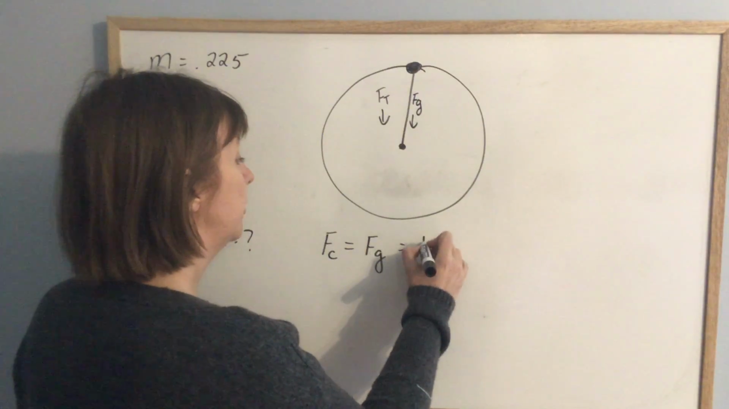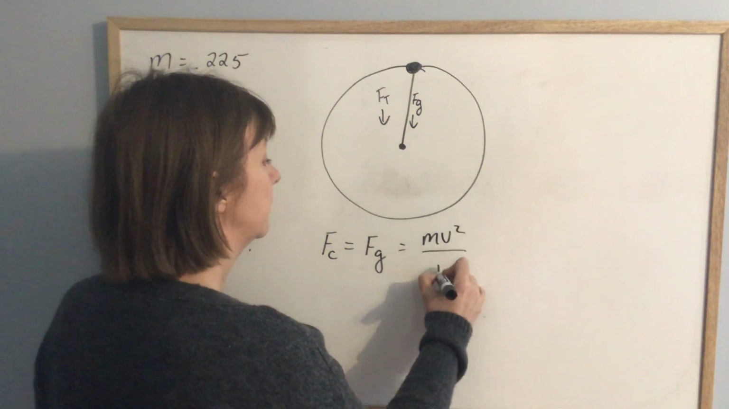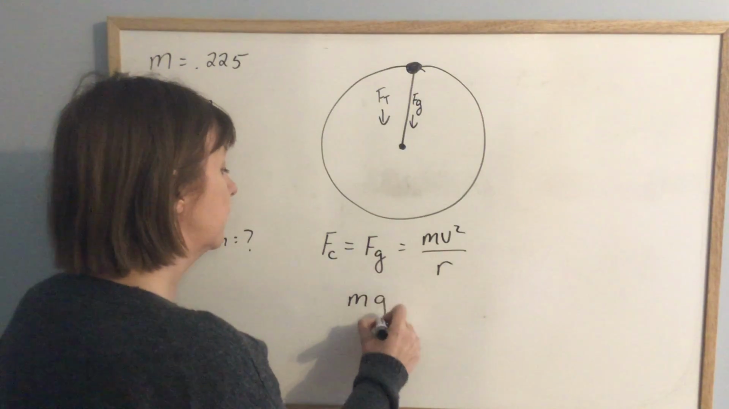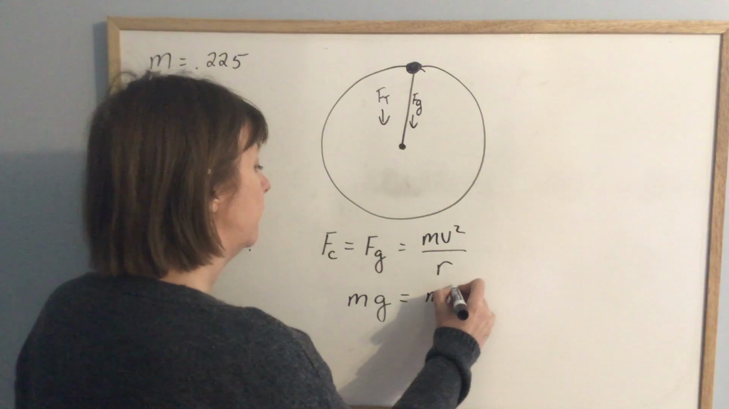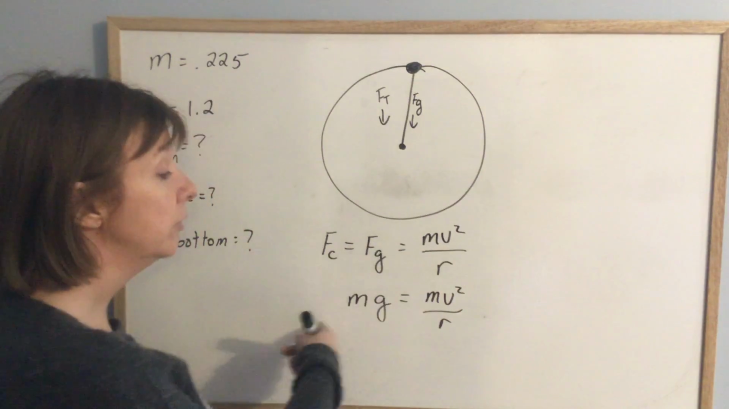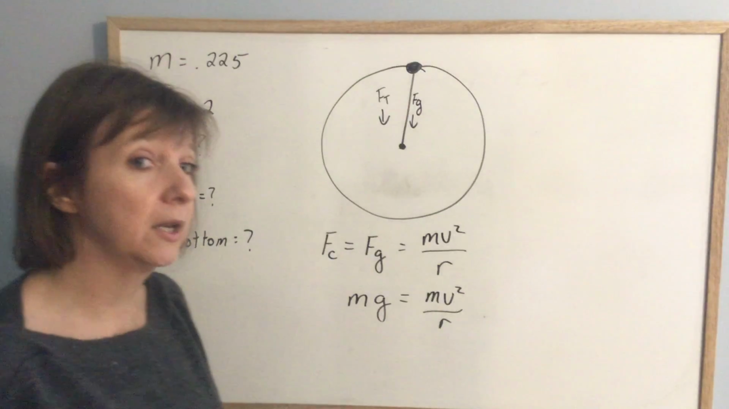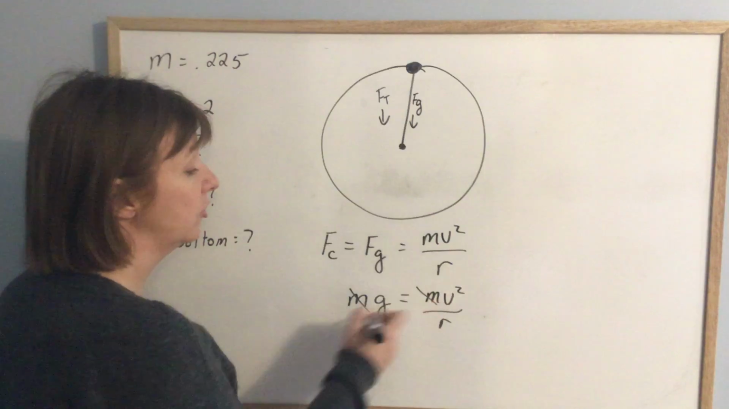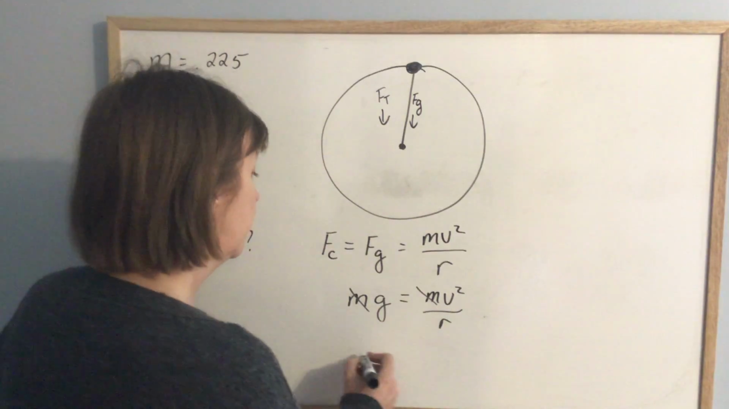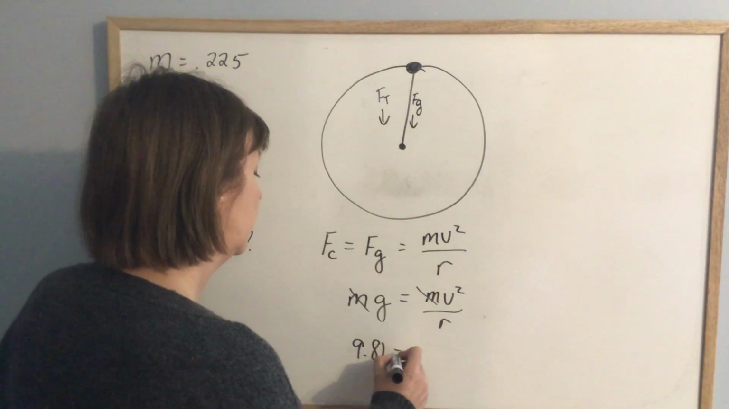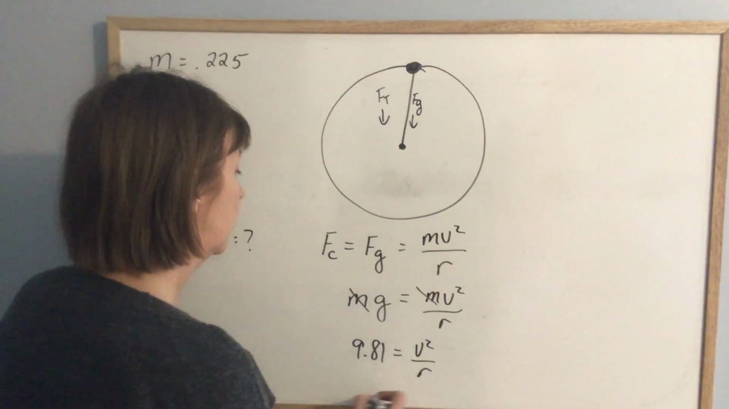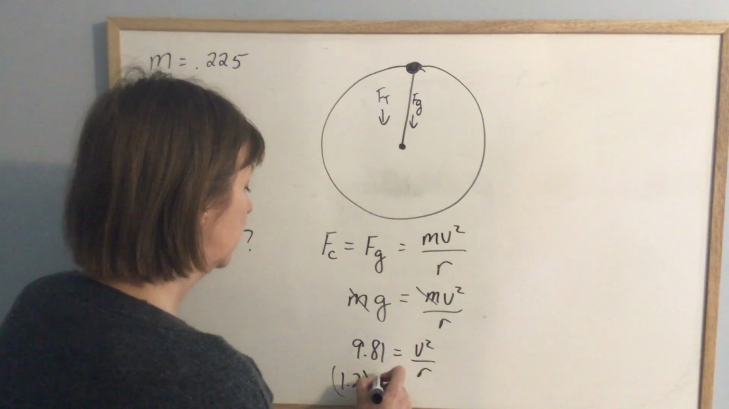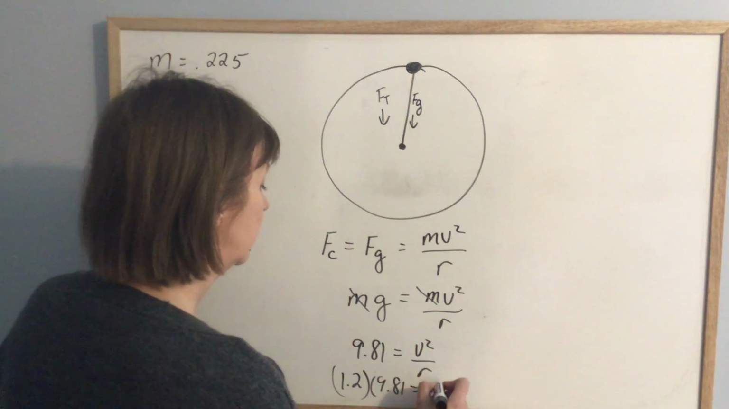And centripetal force is mv squared over r. So what is force of gravity? Force of gravity is mass times gravity, so mg equals mv squared over r. Now again, you can put your mass in because we have one, but because you've got a mass on this side and a mass on this side, it's just as easy to cancel them out. So we have 9.81 is equal to v squared over r. We know that our radius is 1.2, so 1.2 times 9.81 is equal to v squared.